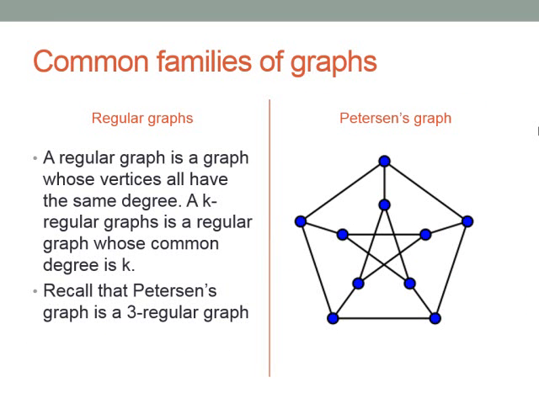Our next graph is what is called a regular graph. A regular graph is a graph where every vertex has the same degree. We call these k-regular, where k denotes the degree. So, for example, Petersen's graph, since every vertex has degree 3, is a 3-regular graph.